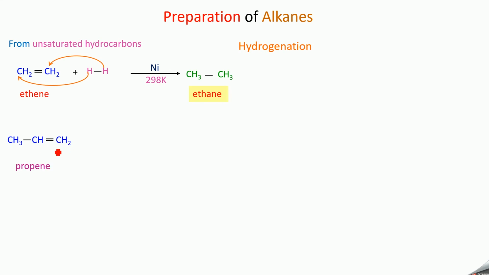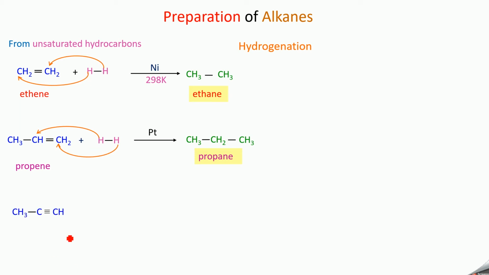Next you take the next member, CH3 CH double bond CH2. We have 3 carbons with a double bond, so it is propene. On treatment with hydrogen in the presence of nickel or platinum, hydrogen gets added only at the double bond. So this hydrogen gets added to this carbon, so you are getting CH3. This CH will become CH2. Now this double bond will become a single bond, and then this hydrogen gets added to this carbon, so you are getting CH3. So this compound is propane, a saturated alkane. So this is propane.